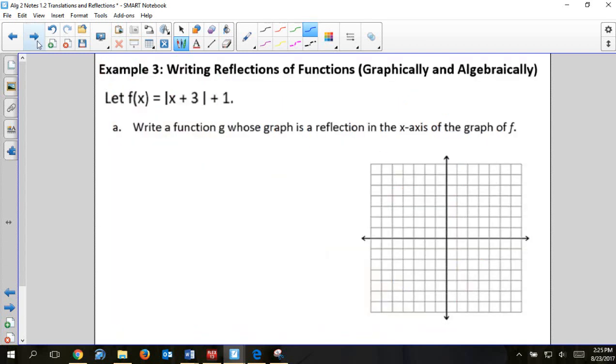Here we have a function. f of x is absolute value of (x plus 3) plus 1. Let's graph that. What does absolute value look like?